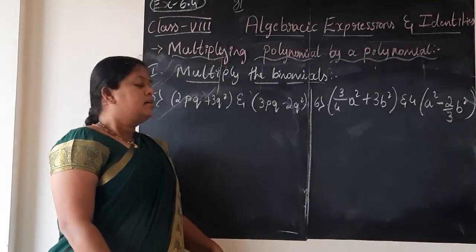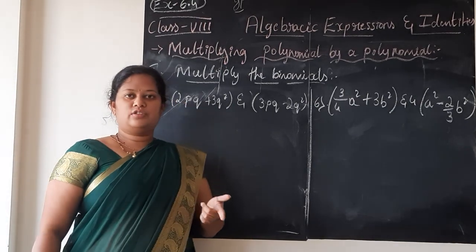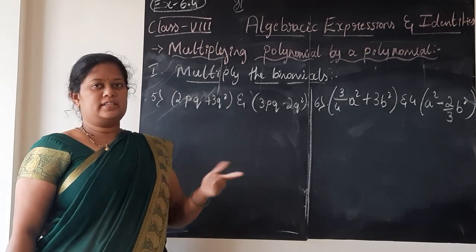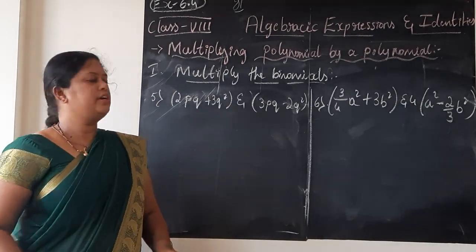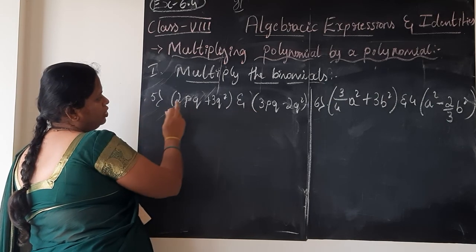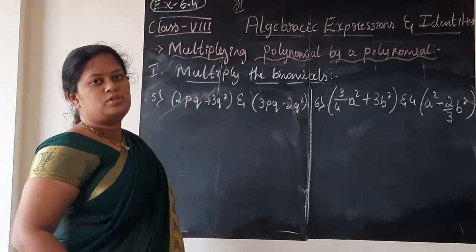This is about the decimal question. So children, in this first one I asked you to solve since it is very simple. Second and third I solved. Fourth one again is easy, you solve. Fifth and sixth I am doing it for you. So next question is again multiplying binomial by binomial. 2pq plus 3q squared and 3pq minus 2q squared.